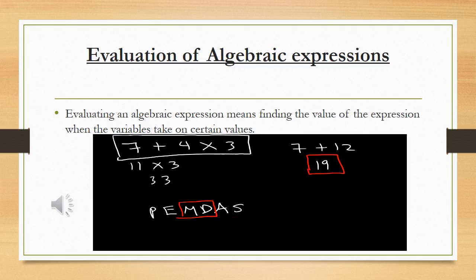So comparing addition versus multiplication, multiplication's on the left side, so we need to multiply first before we add, and that's why the answer is 19.